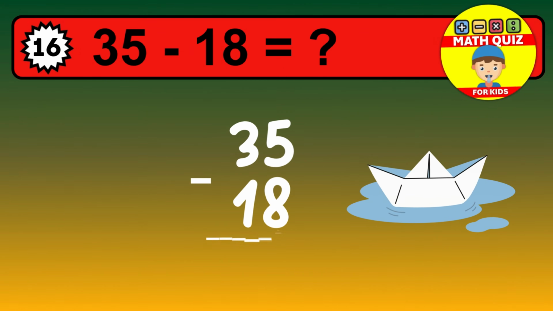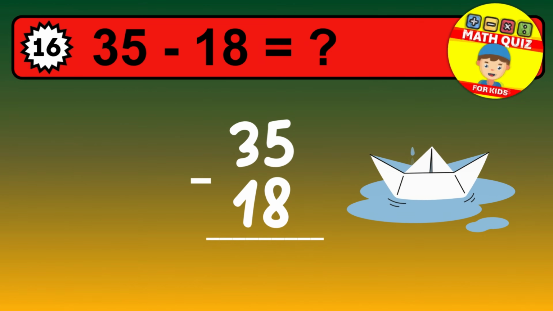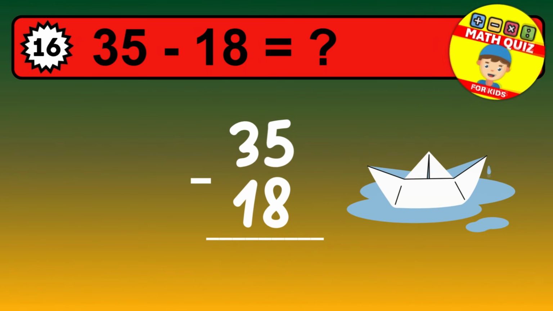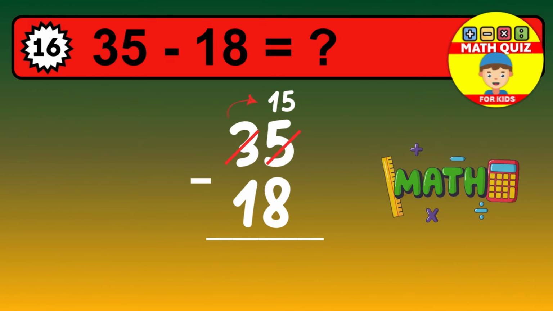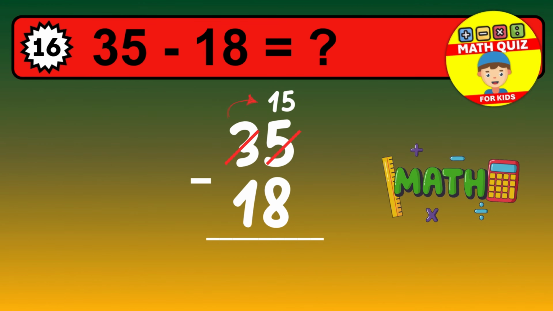Let's solve this step by step. We start with the units. 5 minus 8 is not possible, so we need to regroup. We take 1 ten from the tens column. Now we have 2 tens, and the units become 15.